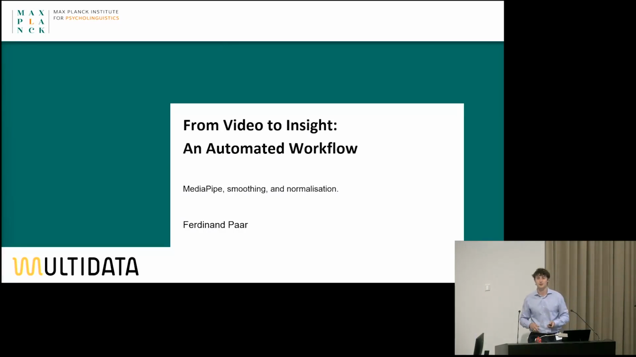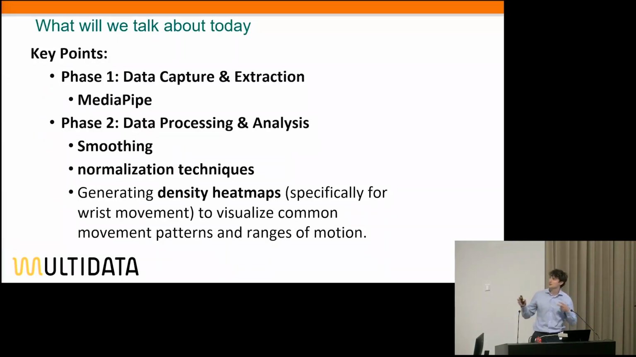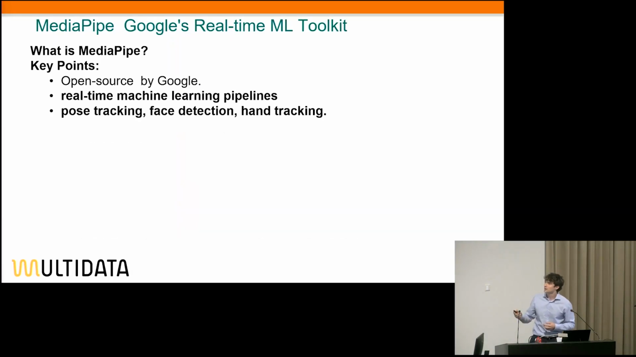Today, I want to talk a bit about how we get from video data to something which has kinematic value, so some kind of small analysis already. My presentation has about two phases. One about the tool we're using, which is MediaPipe in that case, and the second phase is about what kind of techniques we're using, like smoothing and normalization, in our pipeline we provided to the MULTIDATA platform to get better results for kinematic measures.